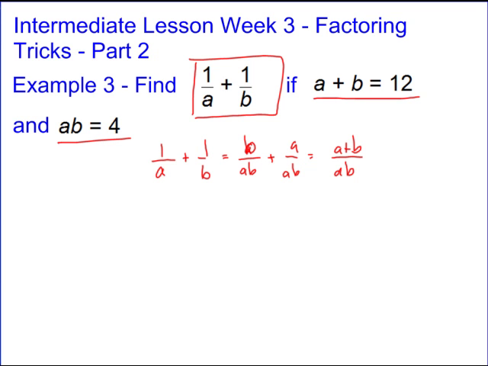So by doing some algebraic manipulations, you can get to a point where we can easily find the solution to this just by plugging in what we know. We know that a plus b equals 12, and we know ab equals 4. Well, that means that instead of a plus b, we're going to write 12. Instead of a times b, we're going to write 4. And so that solution is 3.